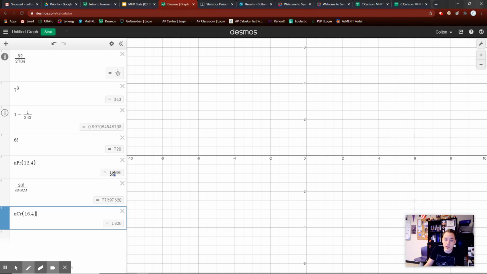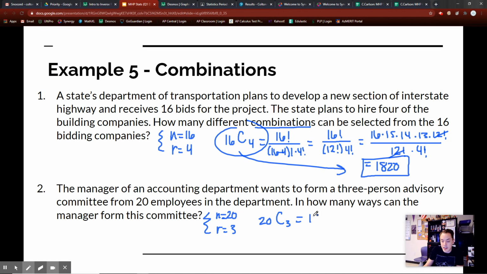So that means I can go back here and change this. So 20 and then C3. And so now what I have is 1,140. So there are 1,140 different ways I can arrange that where order doesn't matter.